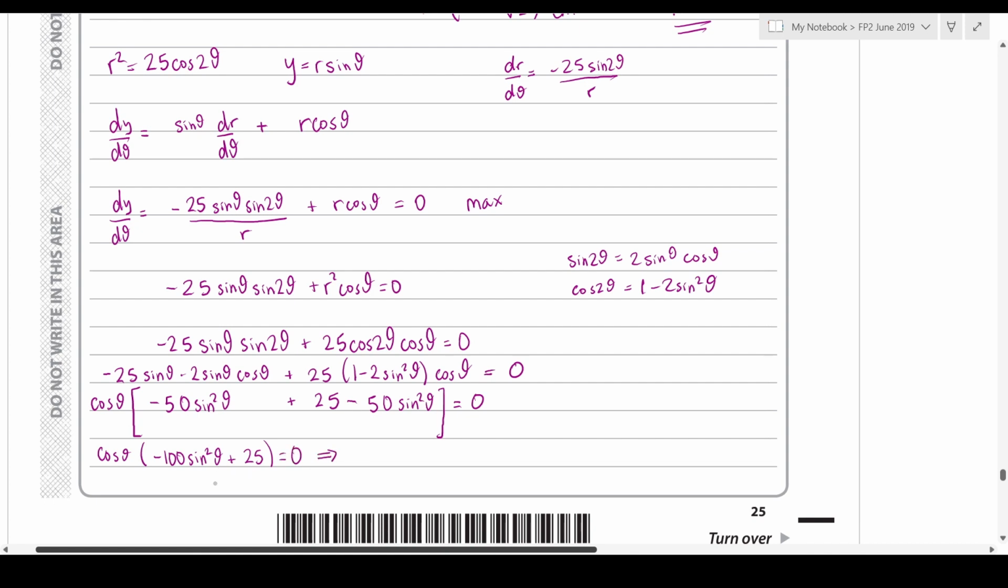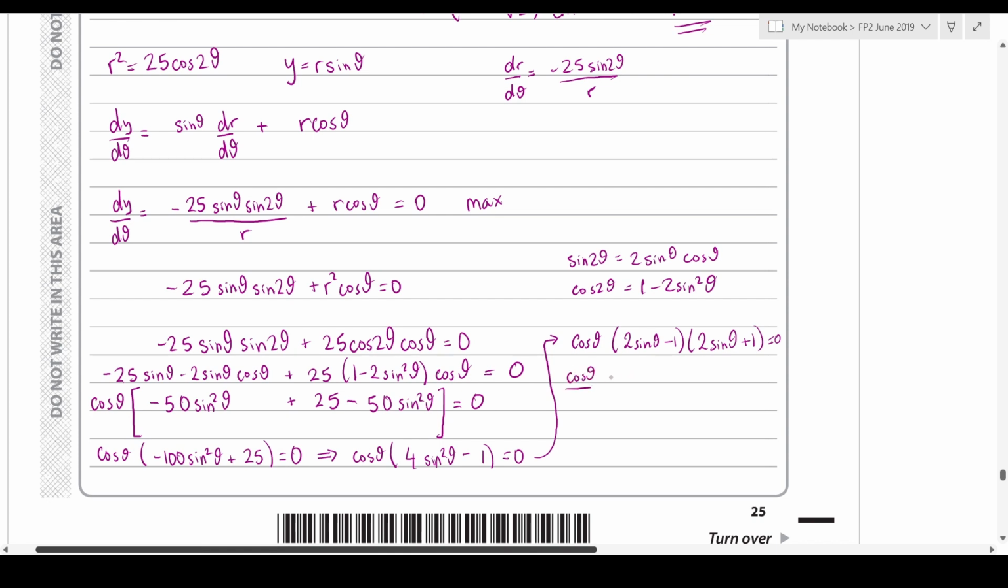I could times everything by minus 1 just to make that look a bit nicer in the bracket. So we'll have 100 sine squared theta minus 25, and actually divide it by 25. That would give me 4 there and 1 there. Right, so I've got cos theta brackets, and it's the difference of 2 squares that we've then got there. That equals 0, so we just need to find the values when each bracket equals 0.